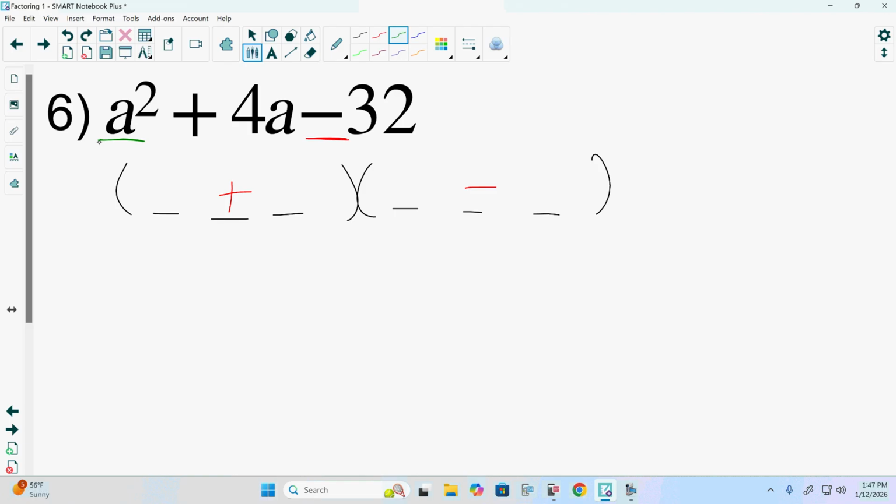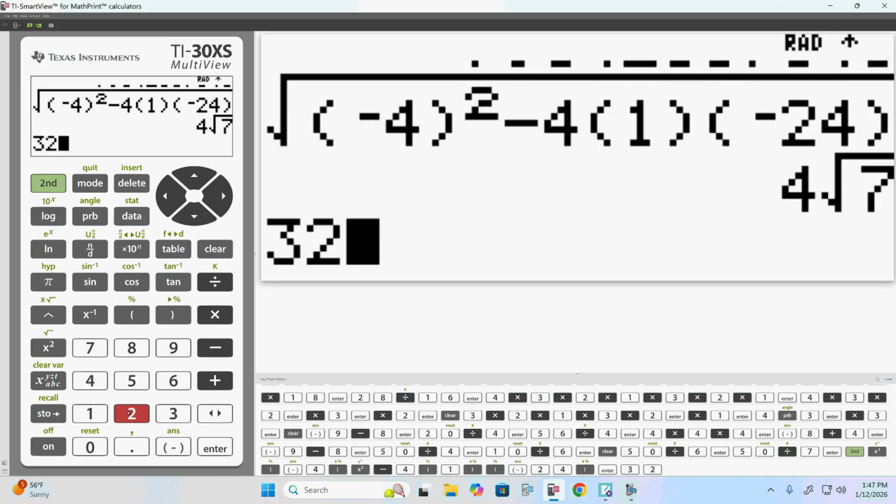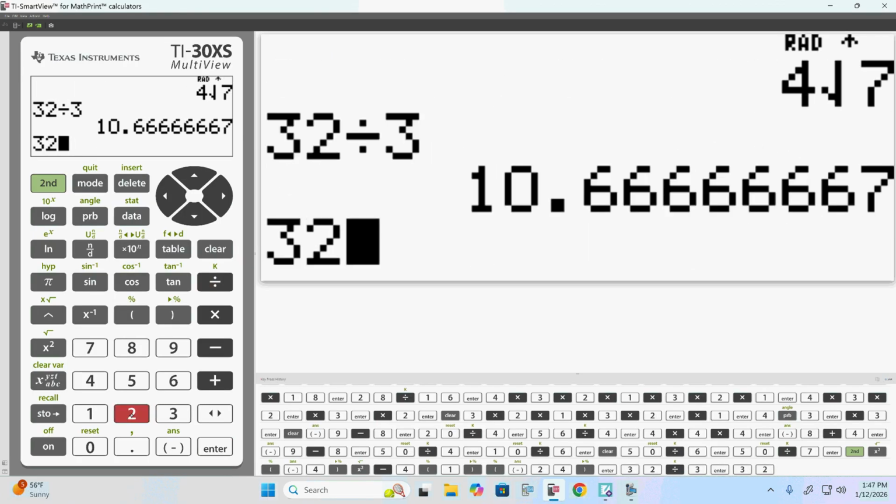Factors of the first and third terms. So our factors of a squared are a and a. That's the only set of factors for a squared, because we don't have a number in front of it. Even if we did, it'd still be a times a. Factors of 32. We have 1 and 32, 32 and 1, 2 and... Is 3 a factor of 32? I think 4 is. We can check. 32 divided by 3, no. 32 divided by 4 is 8.